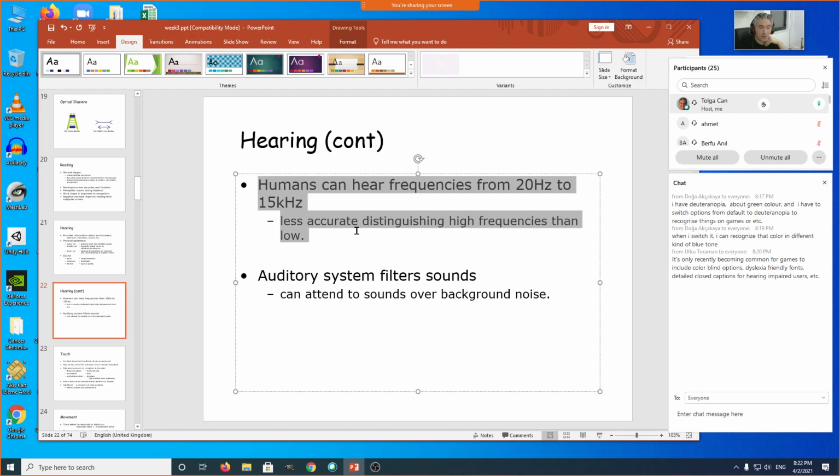Dyslexia friendly fonts, colorblind options, detailed closed captions for hearing impaired users. Exactly. These things are really important, and they show that such an interface takes all different human factors into account, including the variability in human factors. Good usable interfaces should actually do that. They should be customizable. They should have all this information.